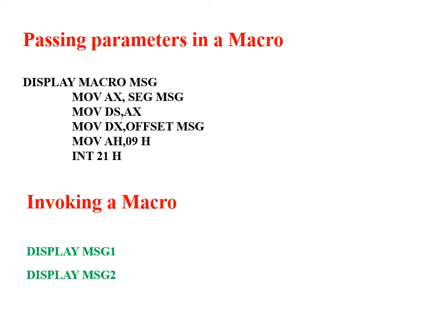But here there is a parameter msg, so while invoking this macro definition, you can send the data which will be received in the variable called msg. So display msg1. When it is invoked with msg1, whatever value you are writing in that msg1, that message will be saved in msg. If you are invoking it a second time, display msg2, again this will be replaced by msg2 and the functions will be performed as defined within the macro.